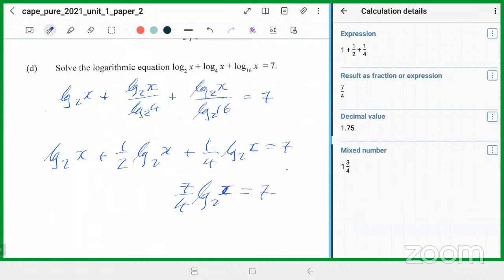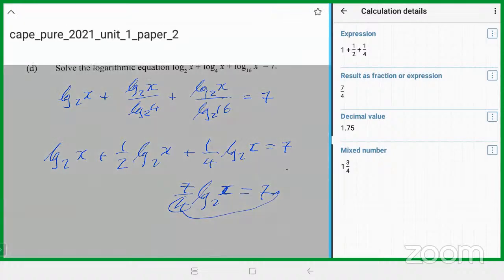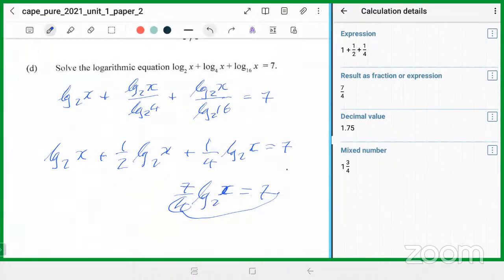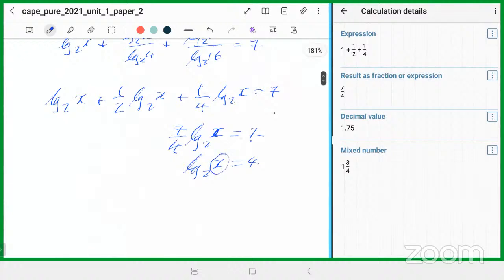All right, so to make this the subject now, I'm going to multiply by the 4 and divide by 7. The 7 is going to cancel. So we're going to end up with log to base 2 of x equals 4. If you want to find x, x is equal to this base raised to that power 4. So x is now equal to 2 raised to the power 4. And that is 16.